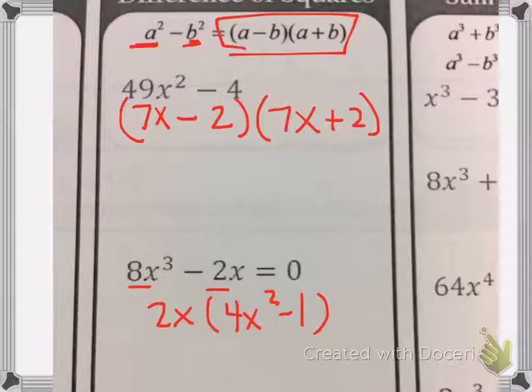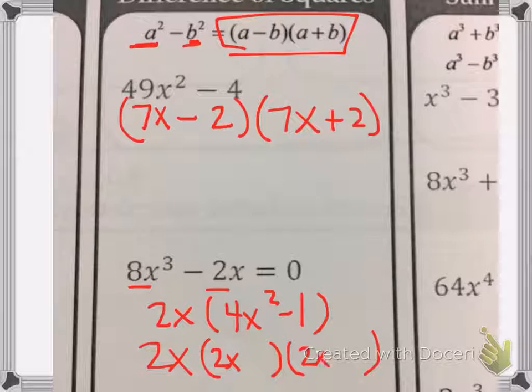So right here now, I can totally factor this other part out because it's now a difference of squares. I still have the 2x out front, but that 4x squared square roots to 2x. And the 1 square roots to 1, one of them is going to be minus, one of them is going to be plus.